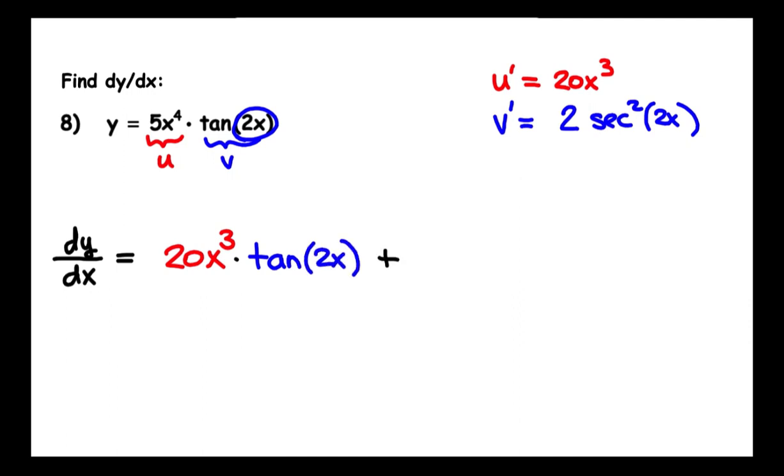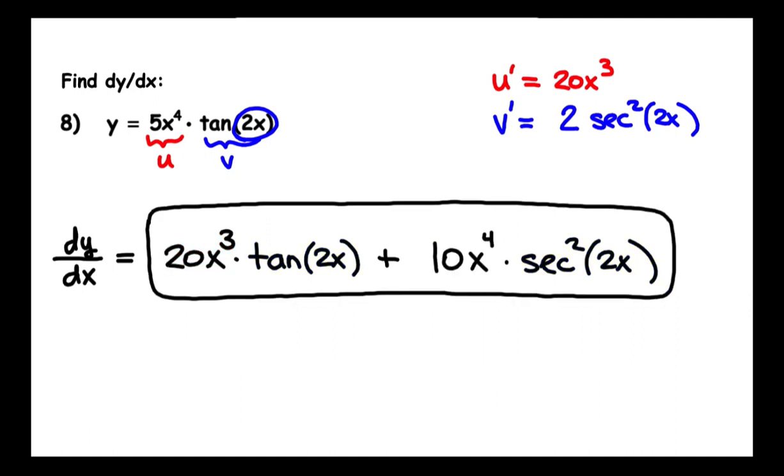Plus u v prime. Okay, that would be the answer. People will say, hey, should I factor out an x to the third? Not necessary. You can if you want. I think you could just leave it like that. That's fine. One thing I would like you to do, though, this is 10x to the fourth. Don't leave it like that. That's strange. Go ahead and write 10x to the fourth. And that's it.